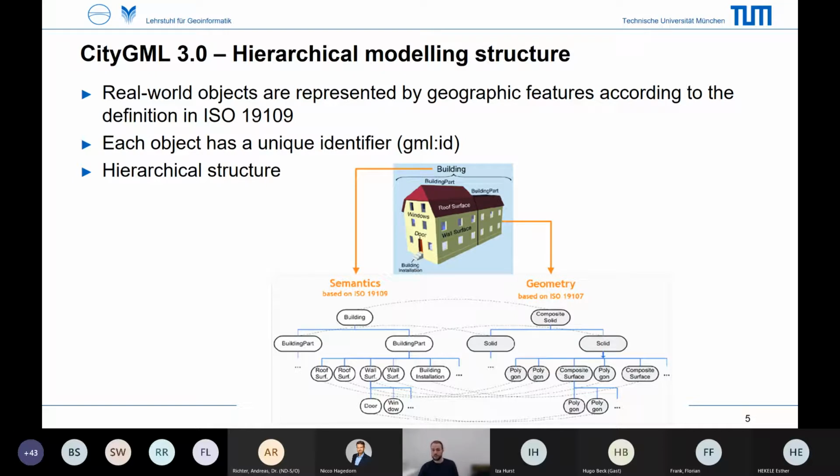So each of these semantic objects is modeled based on the ISO 19109 series and can be represented using different geometries based on the ISO 19107 series. So in this example, a roof surface could, for example, be modeled by a composite surface or by a polygon. And this system applies to all the thematic modules, also the transportation module, rather.